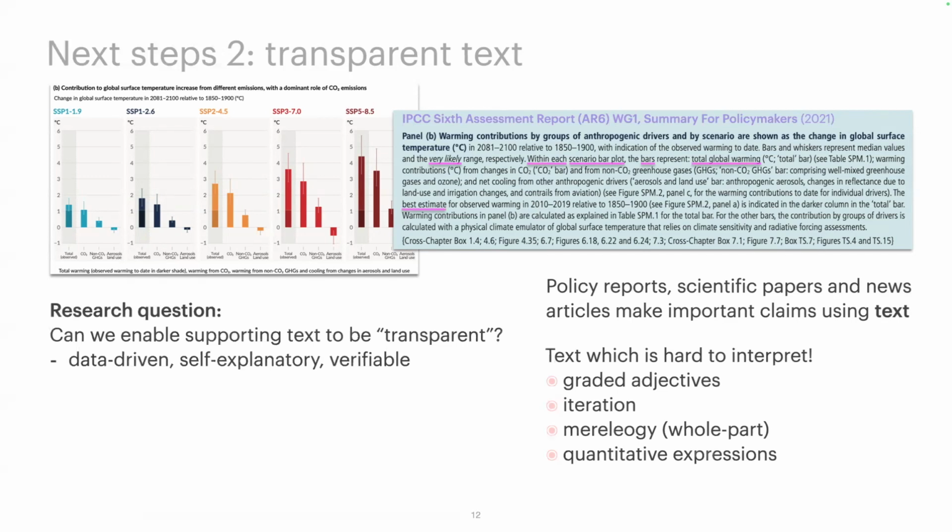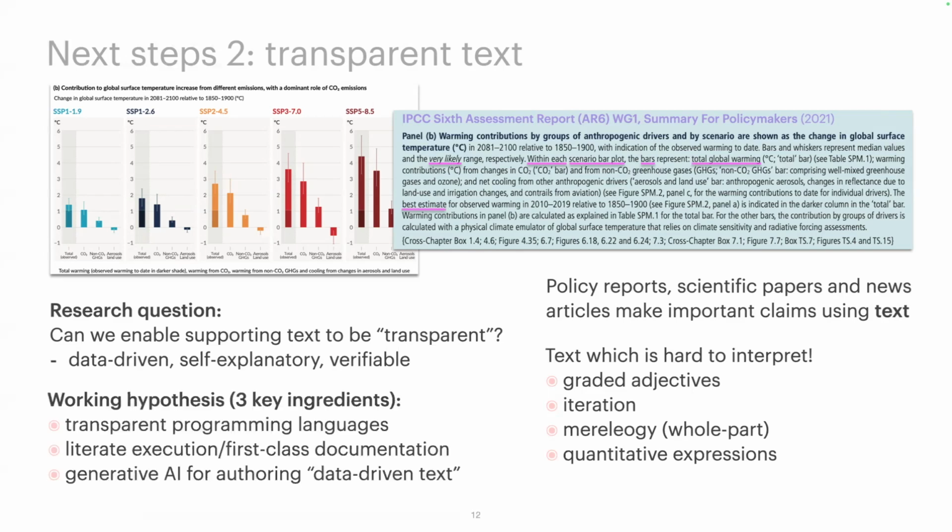And so the research question that we're asking here is, can we enable this supporting text to be transparent in the same kind of ways as we would like to do with visualizations? In other words, can we make the text itself data-driven, self-explanatory, verifiable? So our working hypothesis is that there are three ingredients to making this work. The first is transparent programming languages of the kind I've just been talking about.